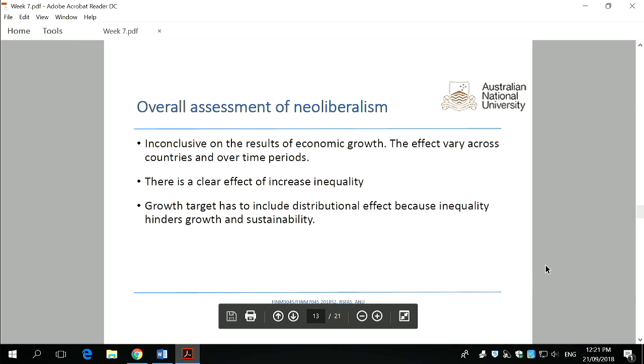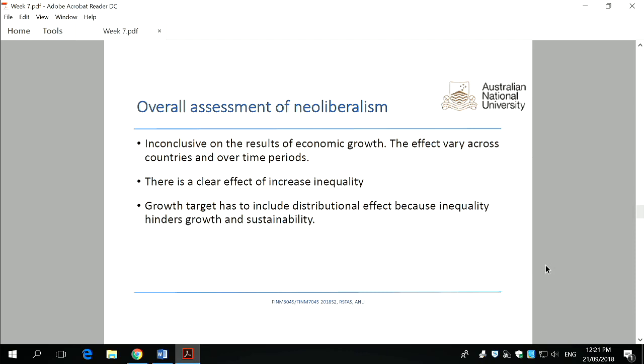Currency crisis is a kind of financial crisis.